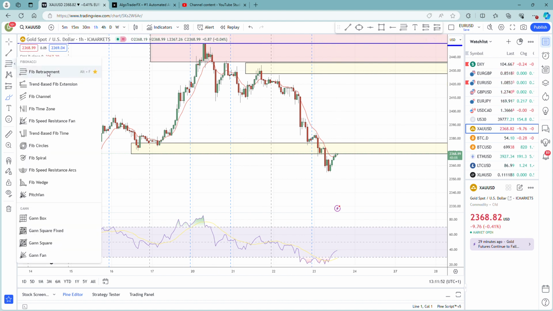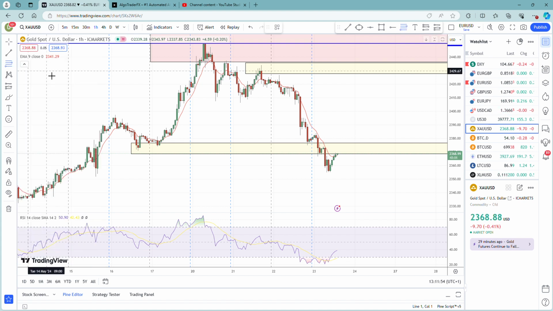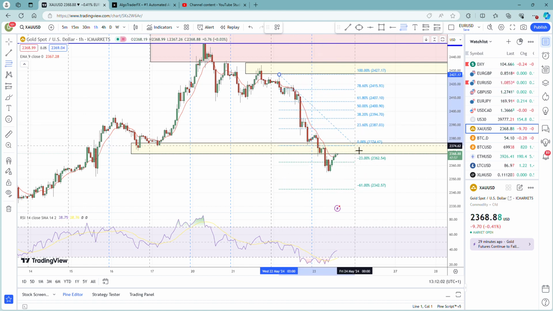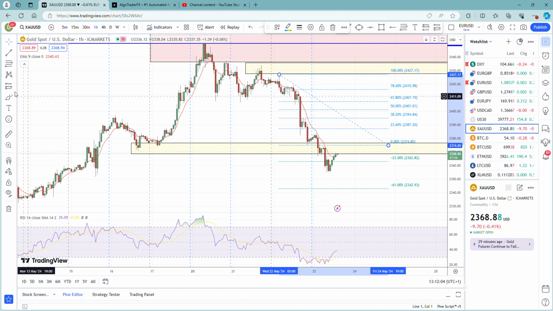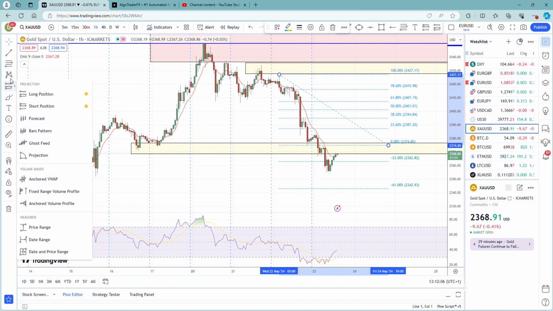Top left corner, go on Fibonacci retracement. So we're looking at the price action of the previous day. So for Wednesday, we'd get it from the high, the lower high, all the way to the lower low of that day. So these would be your levels before the market opened today. Well, before the London session opened today.